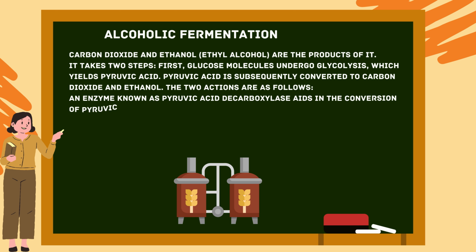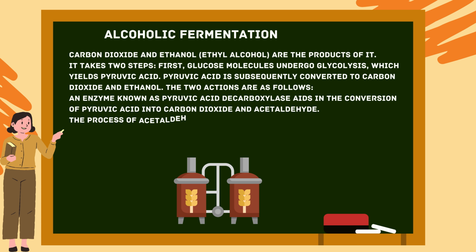An enzyme known as pyruvic acid decarboxylase aids in the conversion of pyruvic acid into carbon dioxide and acetaldehyde. The conversion of acetaldehyde, which yields ethanol and carbon dioxide, is aided by an enzyme known as alcohol dehydrogenase as well as a coenzyme. Tricarboxylic acid cycle.